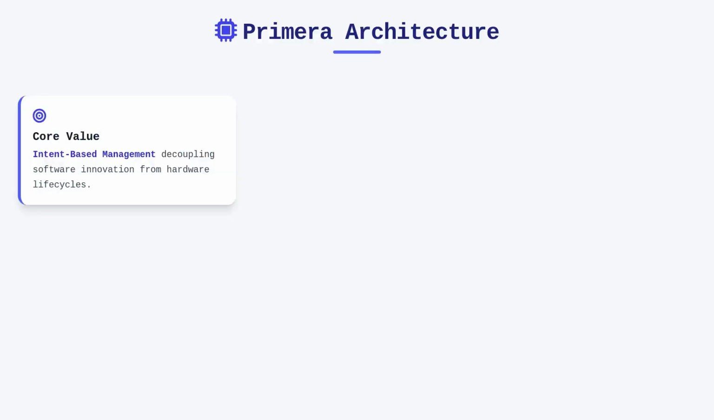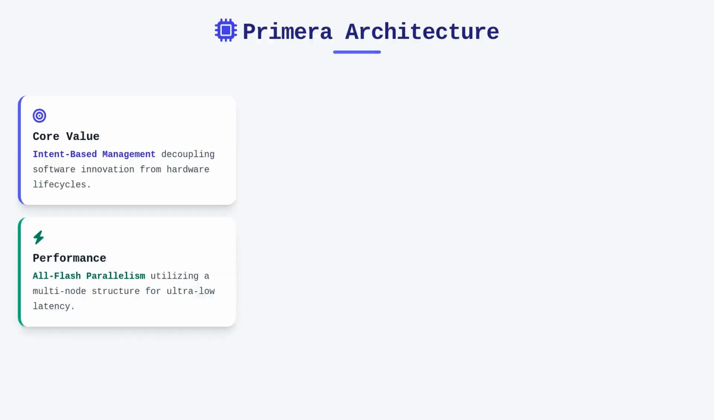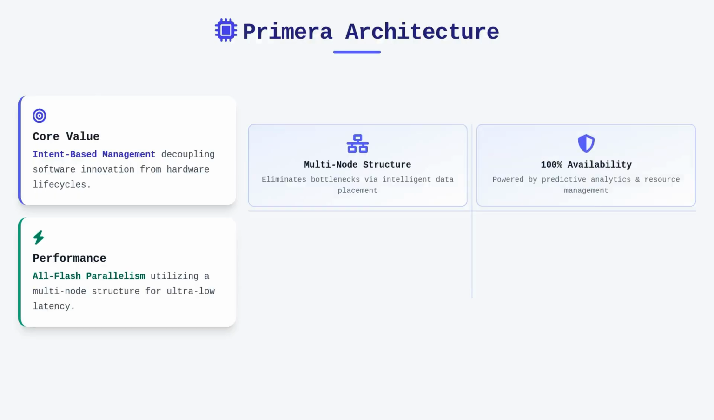The primary value proposition of the Primera architecture lies in its intent-based management, and its ability to decouple software innovation from hardware life cycles. When you look under the hood, you will find an all-flash architecture that utilizes a massively parallel multi-node structure. This design is focused on reducing latency while ensuring 100% availability, which is a bold claim, but one the system supports through predictive analytics and intelligent resource management.